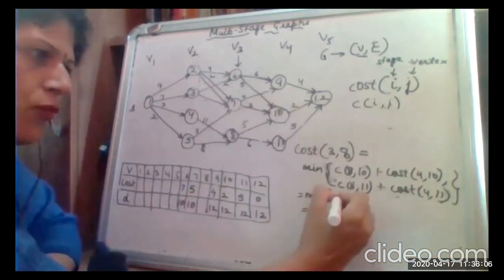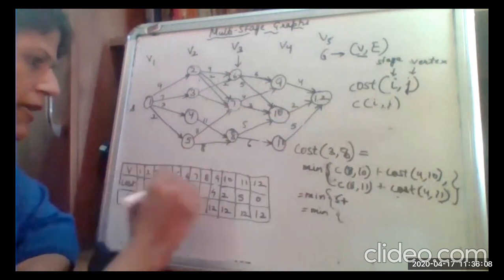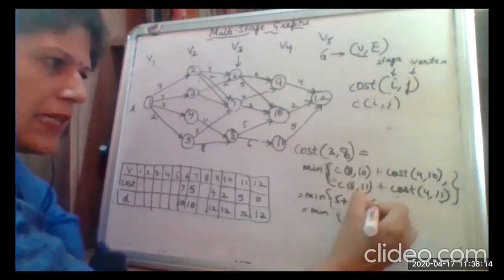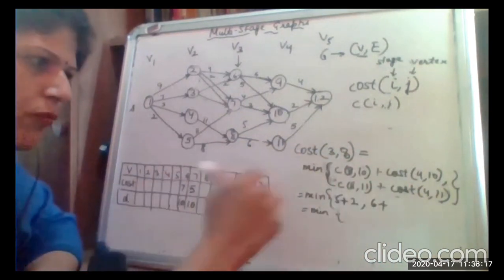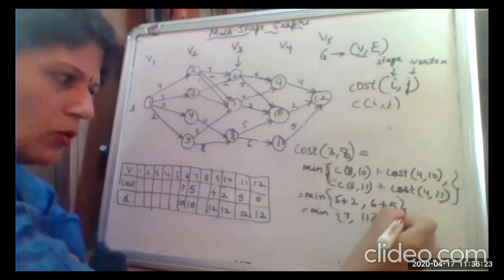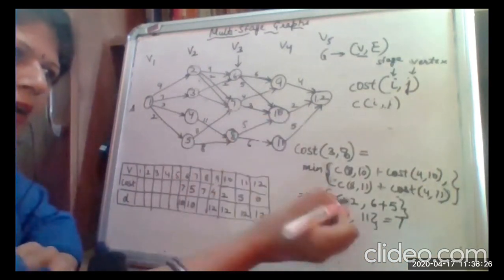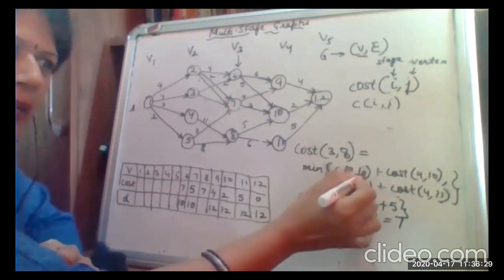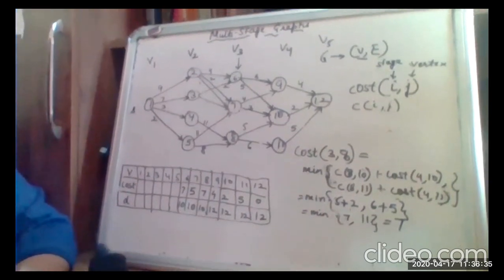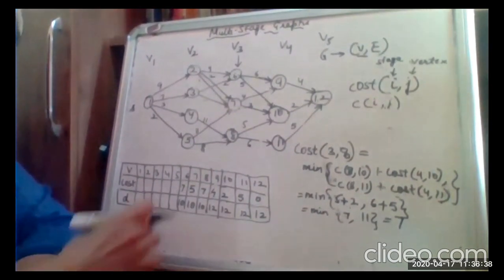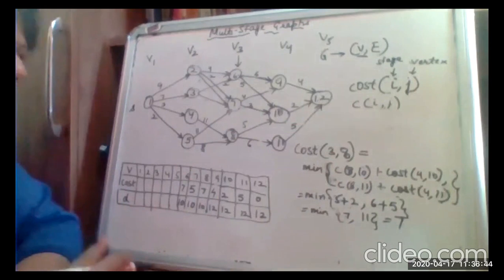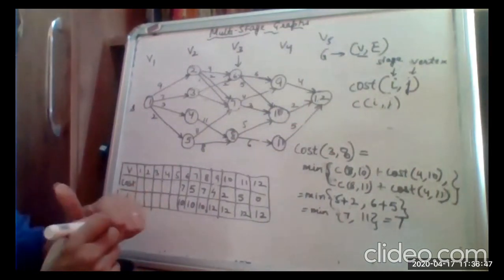8 to 10 is 5 plus the cost at 10 is 2. 8 to 11 is 6 plus the cost at the vertex 11 is 5. So this is 7, 11, which is equal to 7. So this is 7, and this is because of the first value, that is taking the vertex 10. Yes. So this is the formula that we have been using. Now let's try to make this a general one.